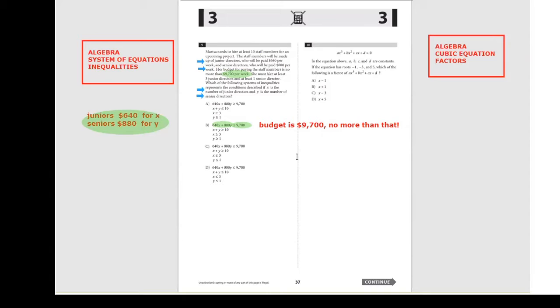Oh, good. So then those are correct. At least 10. So the arrow's in the right direction. Hold on. You said those are the correct variables. So she's a human resources person. She decides who works at the company, which staff members will work on the new project, and she will only pay that group up to 9,700. So that's the right arrow. She wants at least 10 people on the project, and also at least 7 juniors and at least 1 senior. So those are the right arrow directions.